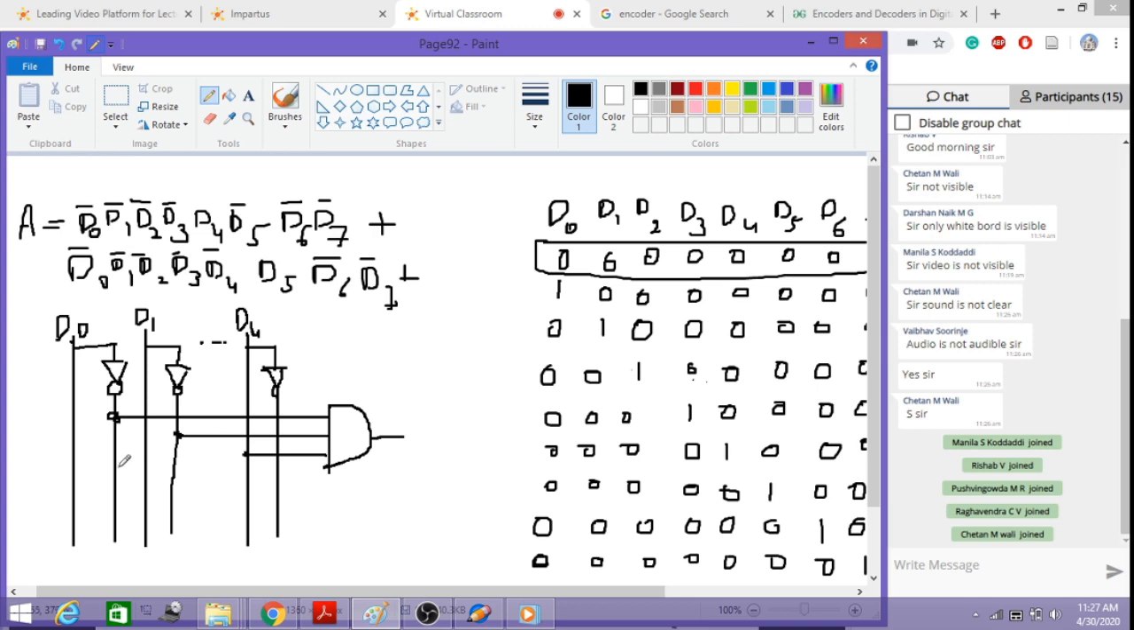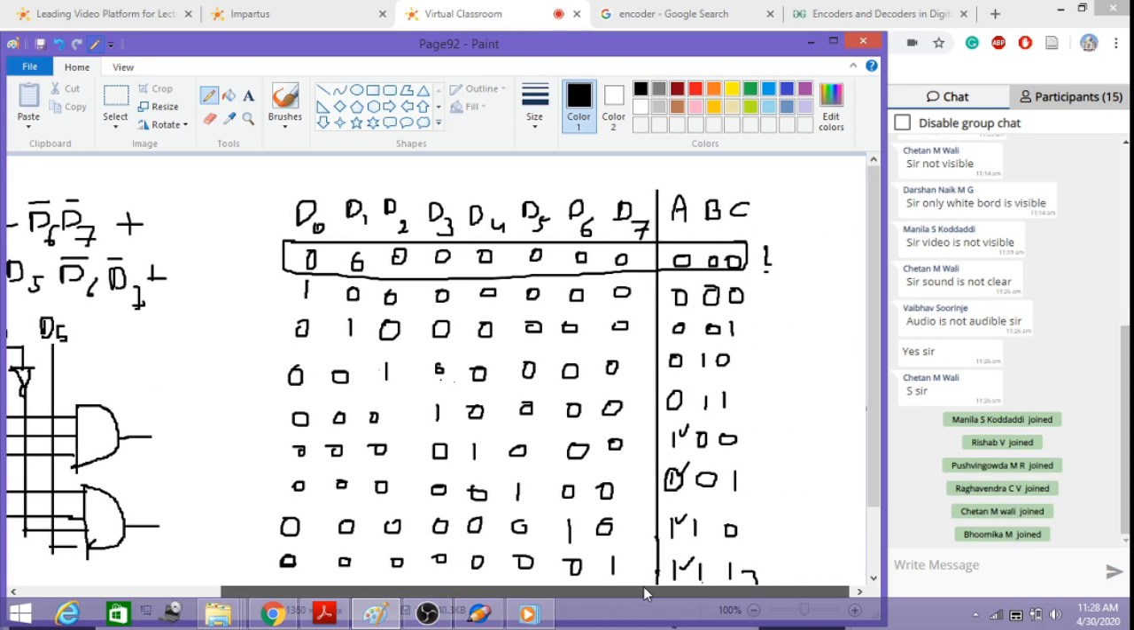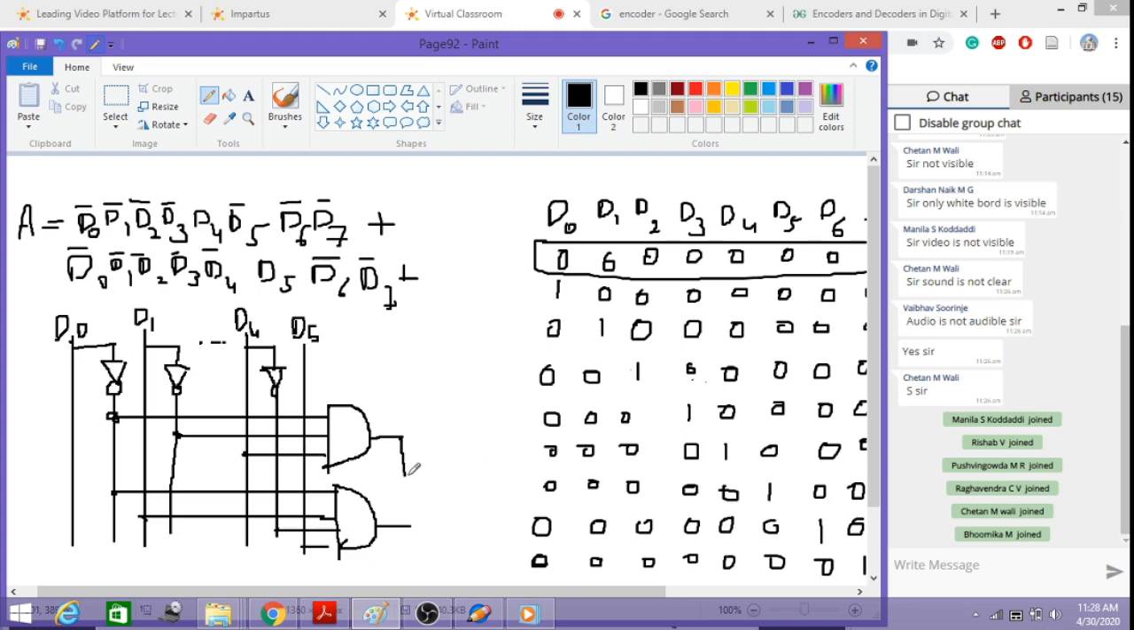Then I'll take the next term here, that is again D0 bar, then D1 bar, then D2 bar, which I have not shown here, then D3 bar and D4 bar, which I have not shown. D4 bar I can take from here, and D5, if I write one more line here and call this D5, then I can take that D5 and connect it to the AND gate input here, so that will become 1. Like that I have to write the remaining 2 more terms, and then finally combine these to an OR gate. So then I will get this output as A.